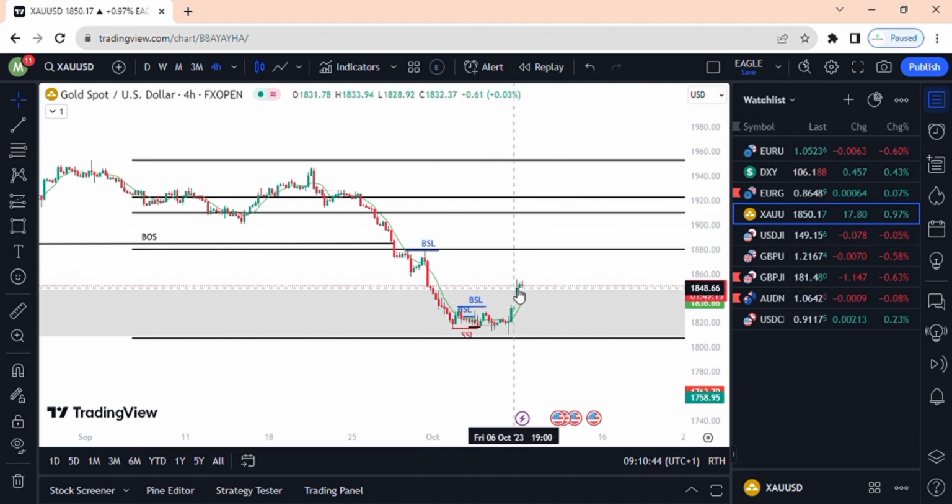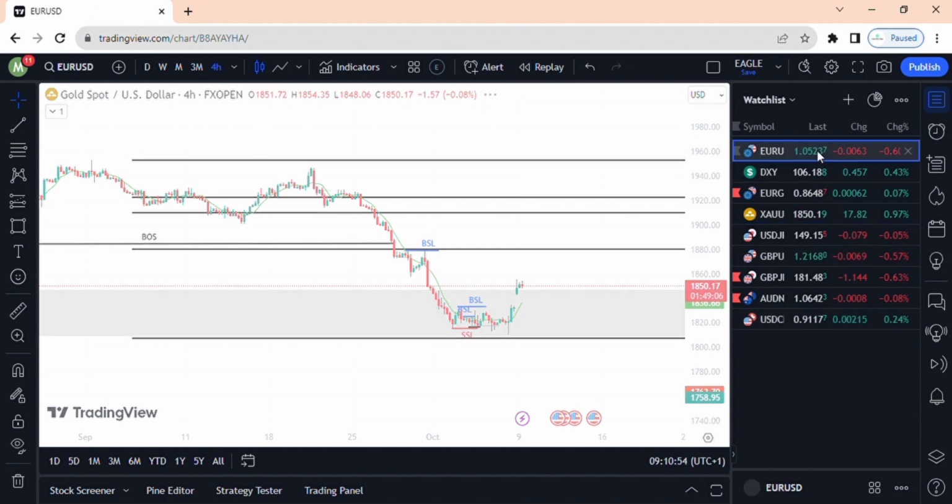So likely till next week we are going to continue this analysis, and today we are already seeing some bearishness and some bullishness, and hopefully we are going to make more money from this week.